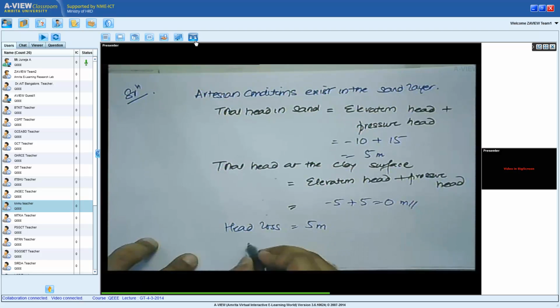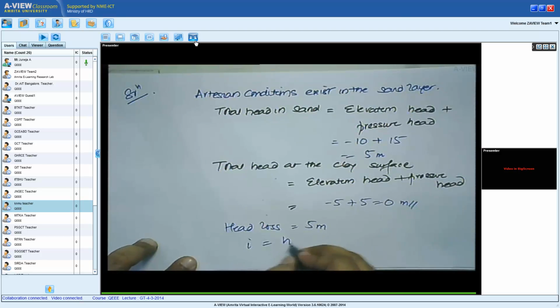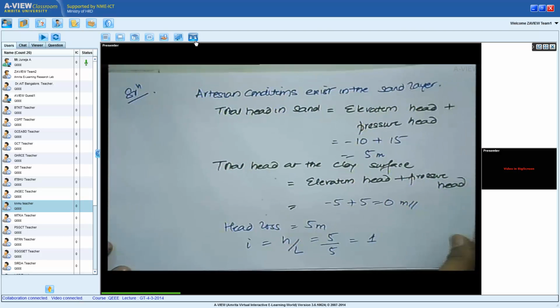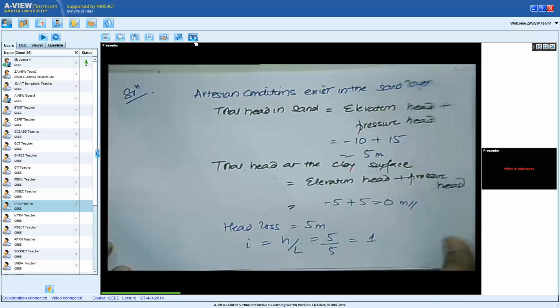Okay. Next part, hydraulic gradient. Come on, it's easy. Hydraulic gradient is head loss over the length over which the water has to travel, equals 5 meters divided by the thickness of the clay layer, which is also 5. So I get a hydraulic gradient of 1. Okay. Hydraulic gradient 1.